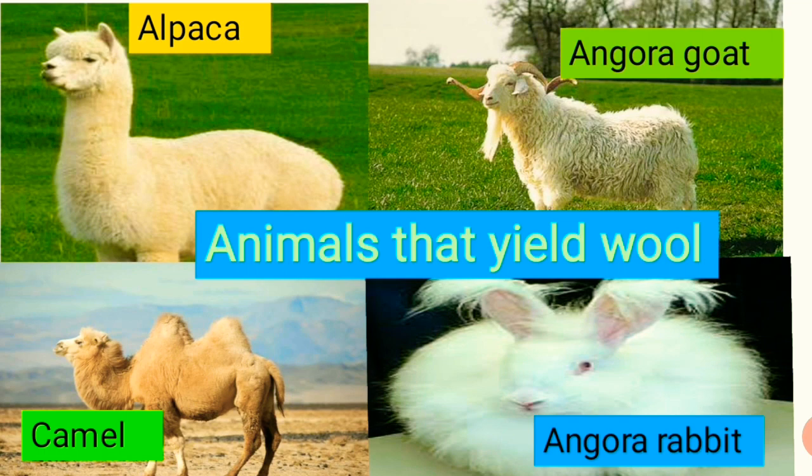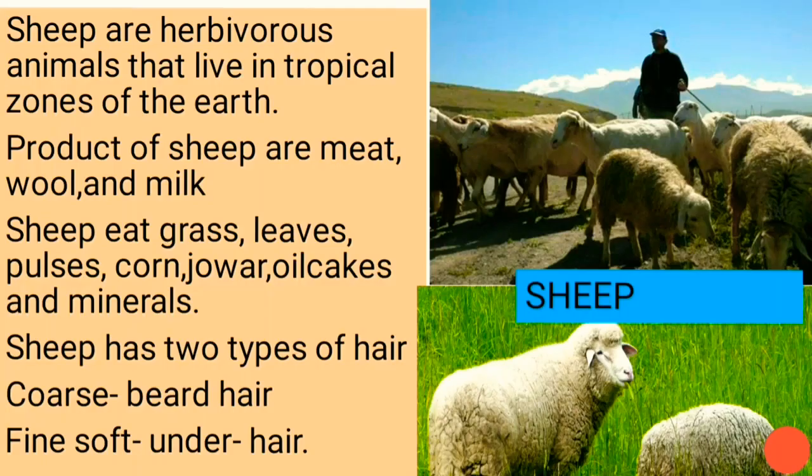Animals that yield wool are alpaca, Angora goat, camel, Angora rabbit. Sheep are herbivores, animals that live in the tropical zone of the earth. Products of sheep are meat, wool and milk. Sheep eat grass, leaves, pulses, corn, jawar, oil cakes and minerals. Sheep have two types of hair, that is coarse, that is beard hair, and fine soft, that is under hair.